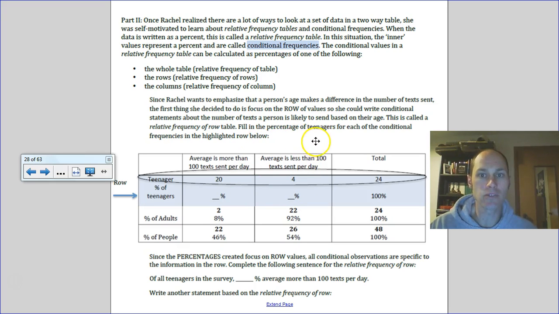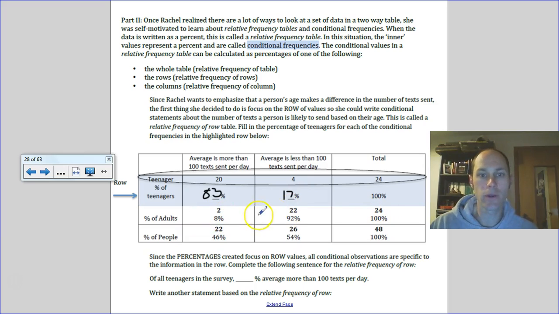So let's fill in that percentage of teenagers based on the conditional frequencies of the highlighted rows. So if we take a look at that, let's look at the teenagers. Well, if there's 20 out of 24, do the calculations, that's about 83% who send more than 100 per day. And 4 out of 24 is 17% who send less than 100 per day.